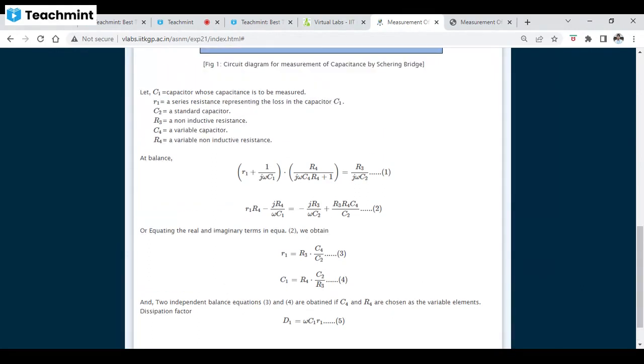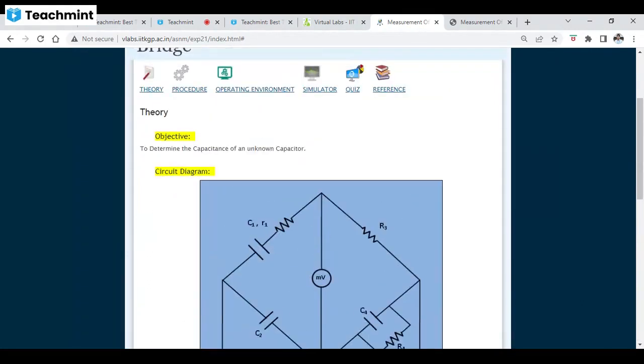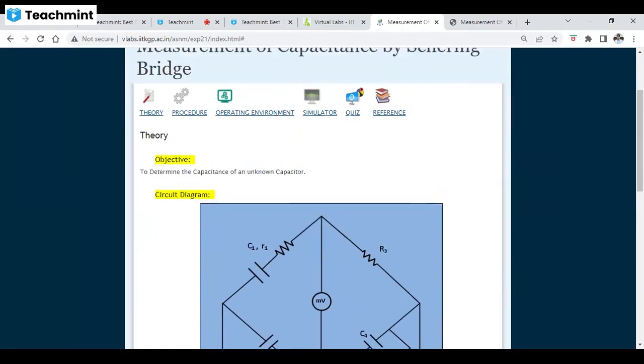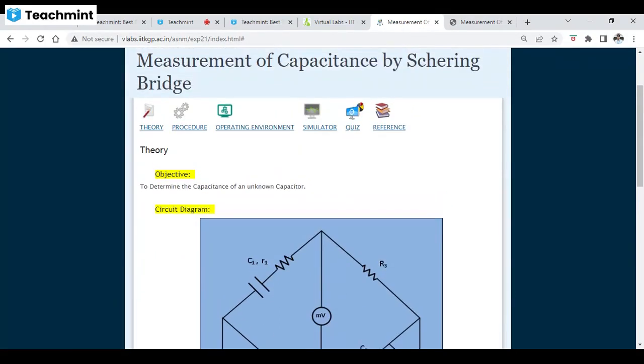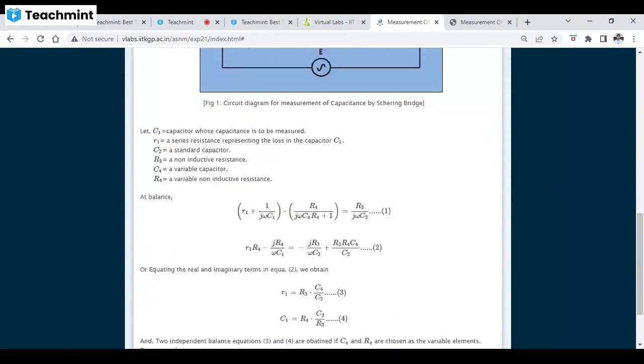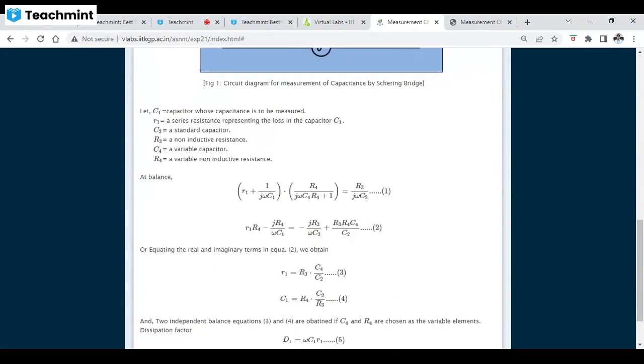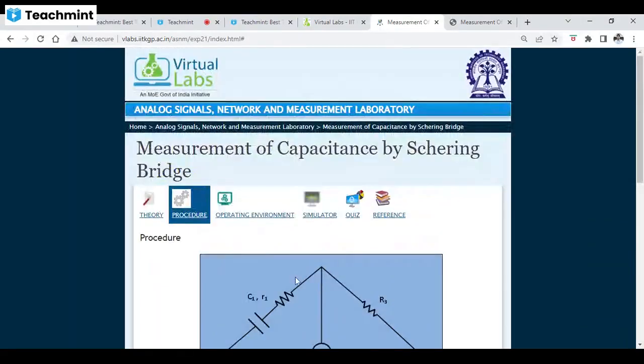So this is the basic formula for finding the unknown capacitance and unknown resistance by using the capacitor bridge, and also we get the value of dissipation factor. Dissipation factor is actually the power loss due to the applied current through the capacitor. Okay. Now the second part is the procedure.